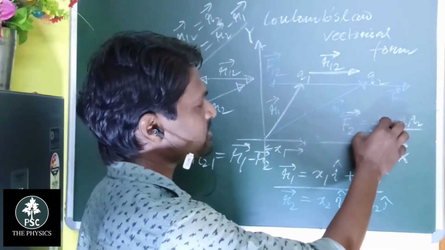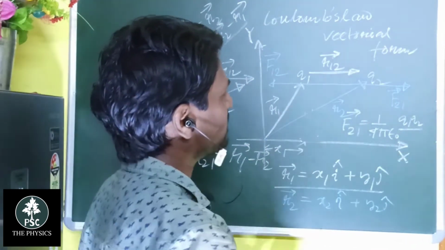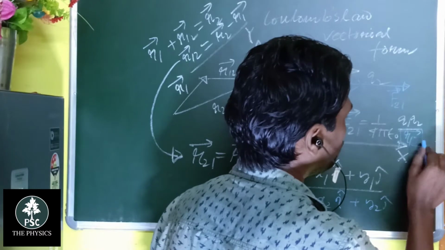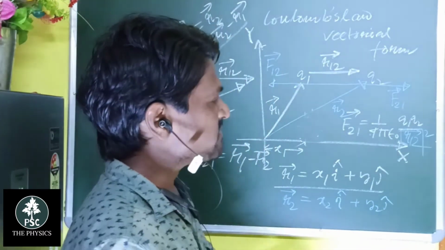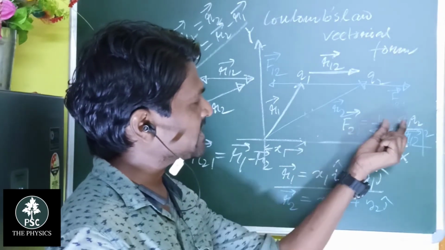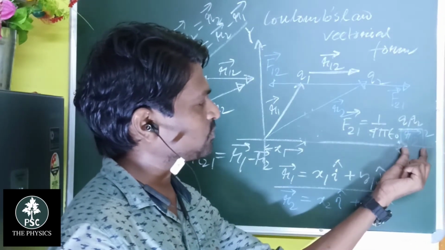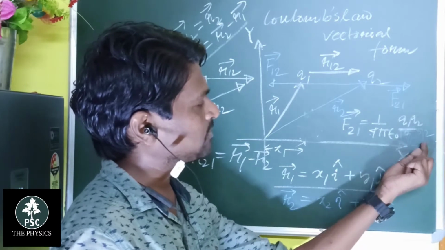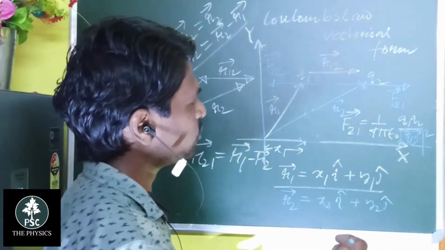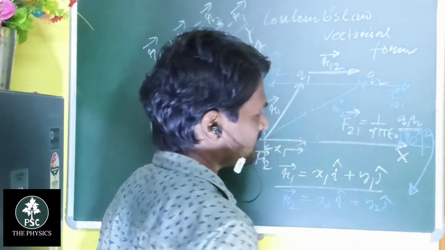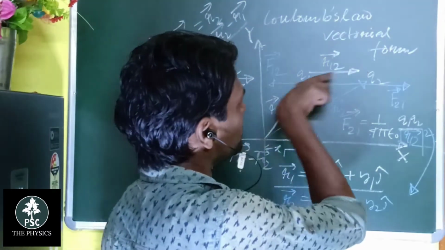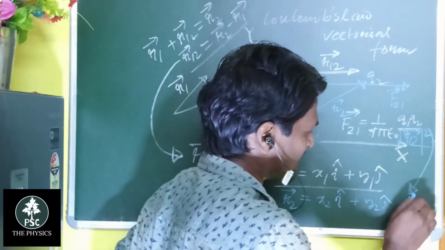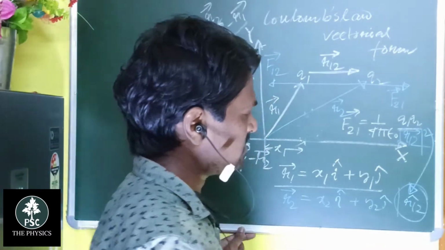So this is 1 by 4 pi epsilon naught, q1 q2 divided by that particular distance, the r12 vector's modulus squared. The force is directly proportional to the product of the charges and inversely proportional to the square of the magnitude of the distance. So it is the r12 modulus, then squared, followed by the unit vector, because it is a vector quantity. The direction is from q1 to q2, so r12 cap is the unit vector from 1 to 2.